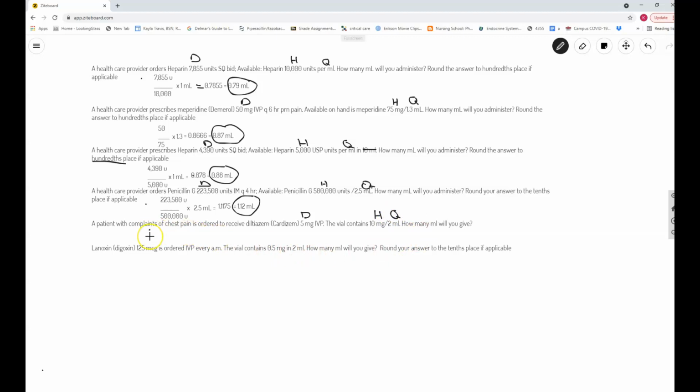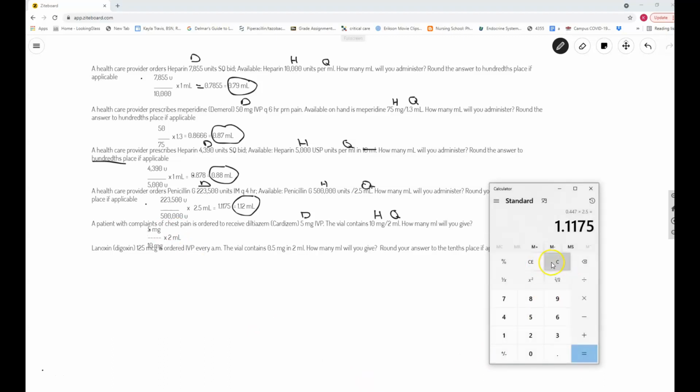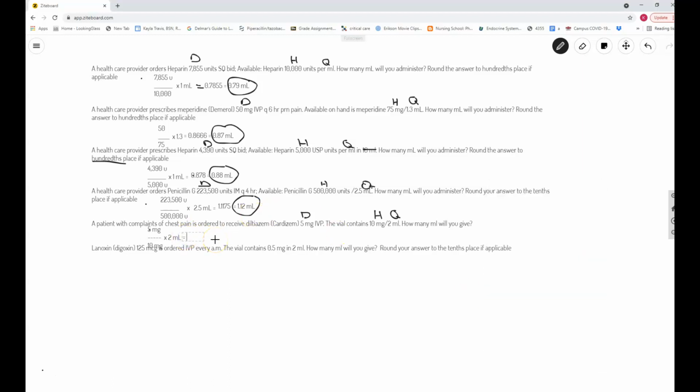So we have all the same units, so 5 milligrams over 10 milligrams times 2 mils. Okay, so 5 divided by 10 times 2. So I'm giving 1 milliliter. So that's my answer, 1 milliliter.